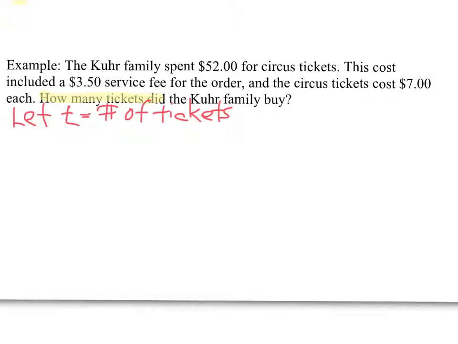Looking for the largest number in the story is 52. That goes on the right side of the equation. Reading the story, we see that we are adding up a service fee and ticket cost, so we can put a plus sign right here. Looking for the other number in this story, we see $3.50, and that will go right here.